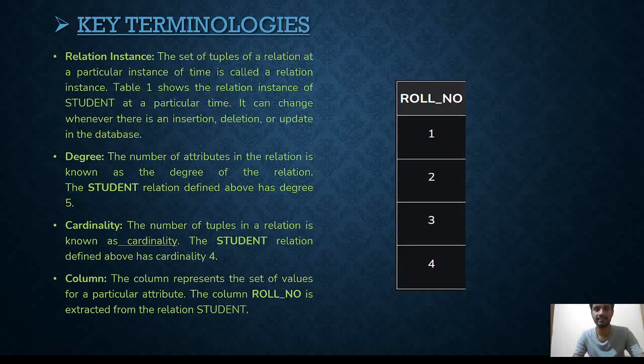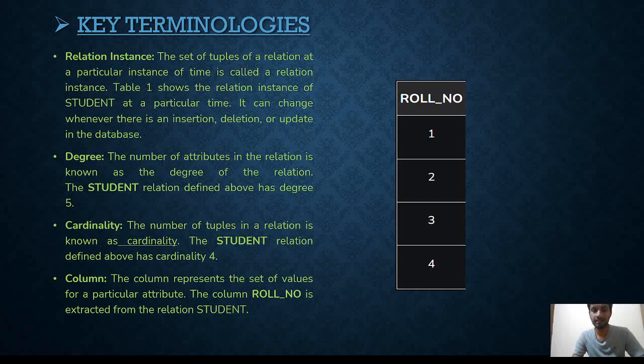Next, relation instance. The set of tuples of a relation at a particular instance of time is called a relation instance. So at a certain instance, when we are checking for tuples, we get a relation instance. Table 1 shows the relation instance of student at a particular time. It can change whenever there is an insertion, deletion, or update in the database. When there's a new entry, the number of rows increases. There are four here now, but if new entries are made, there'll be 5, 6, or 7 based on the number of entries. And if entries are deleted, the numbers decrease.